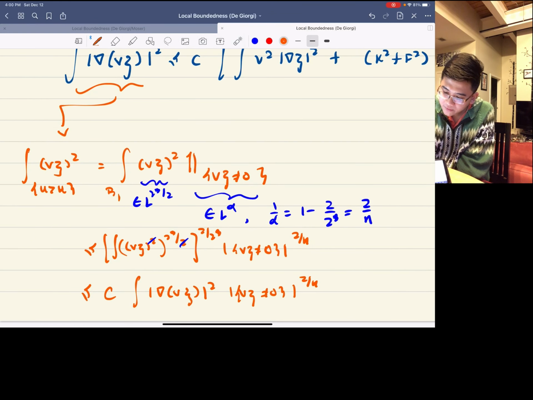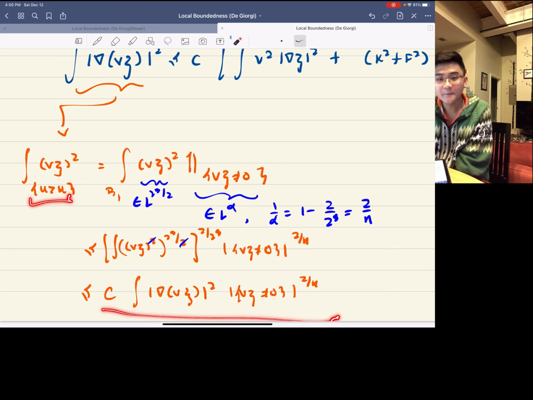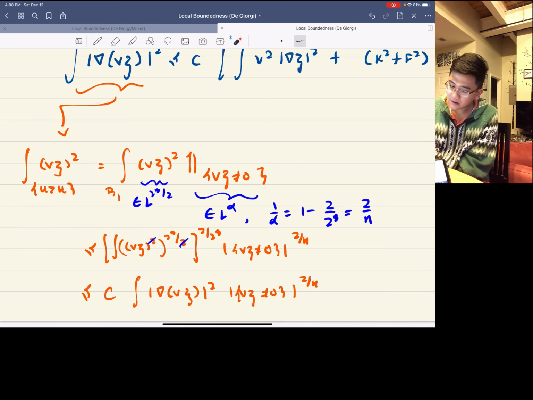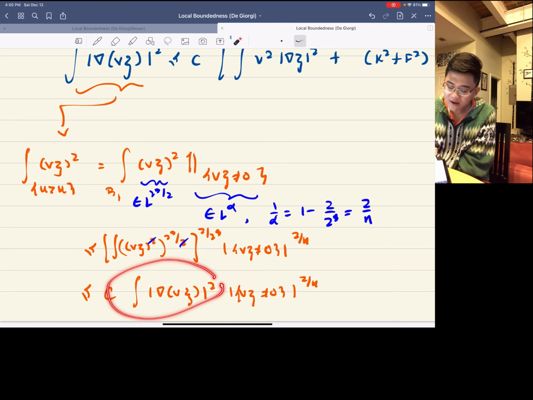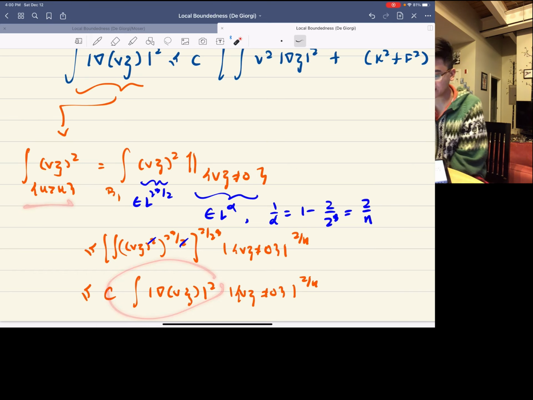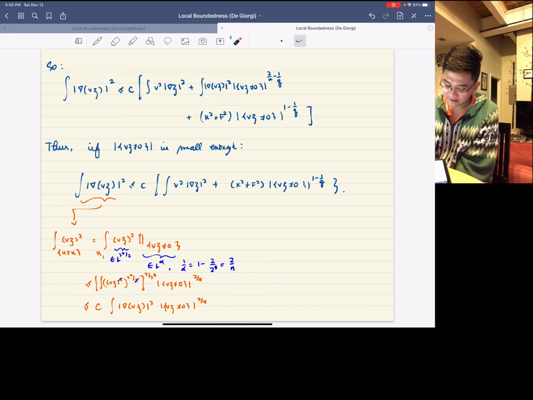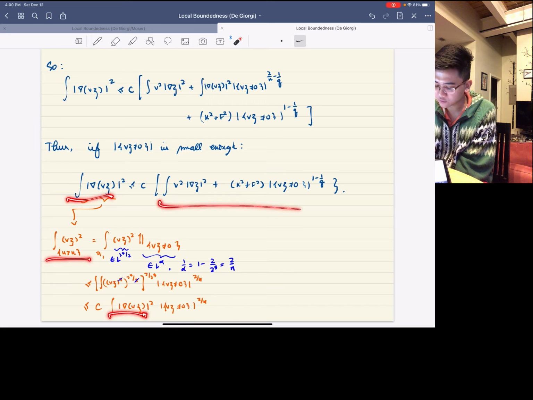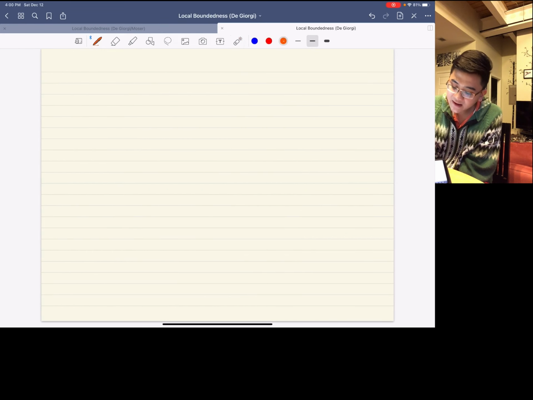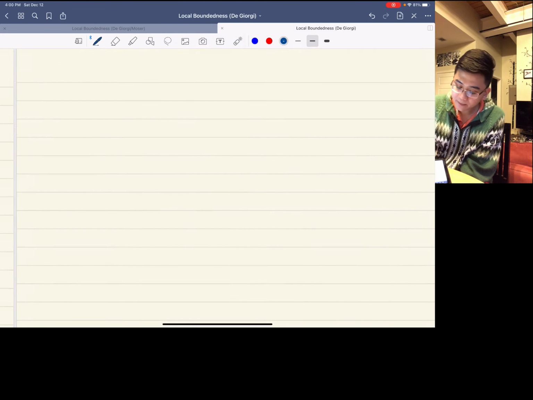Okay, so what do we have here? This is controlled by this, but everything that we've been doing so far is trying to control this term. So we have a control on this term now. So this is controlled by this, but this is that, and it's controlled by that. So combining everything, what do we get?